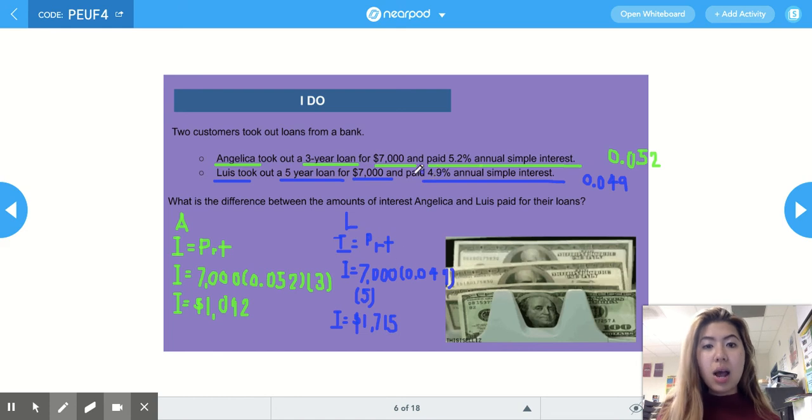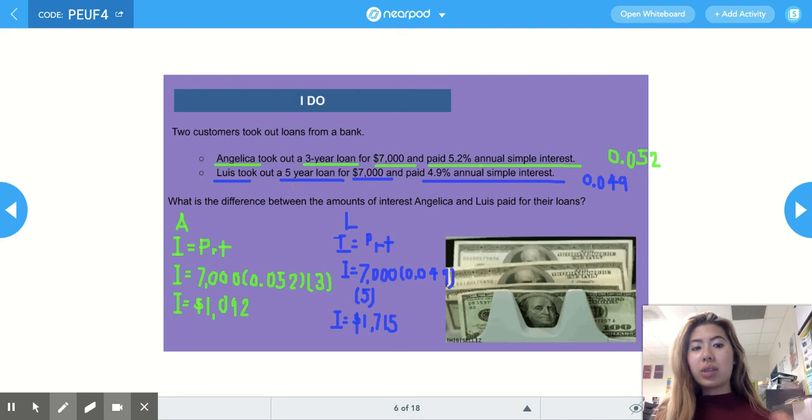So from this example, we can see that Luis actually paid more in interest, even though he had a lower interest rate on the same amount, because the time was longer. He has his loan out for longer. So this kind of goes to prove the point that a shorter loan, even with a little bit of a higher interest rate, will actually be less overall in terms of the total amount you owe, because the interest gained on this is less.